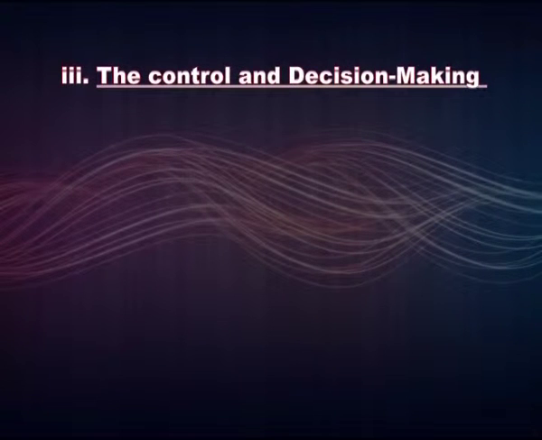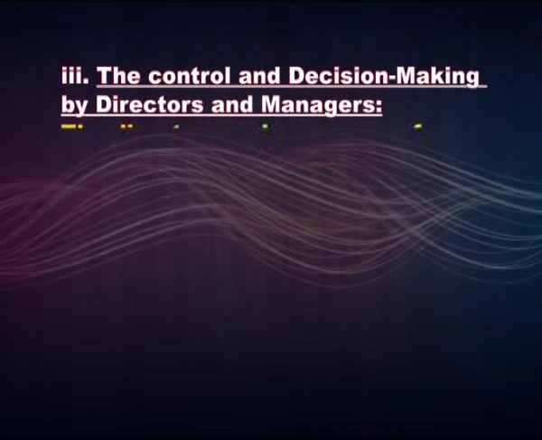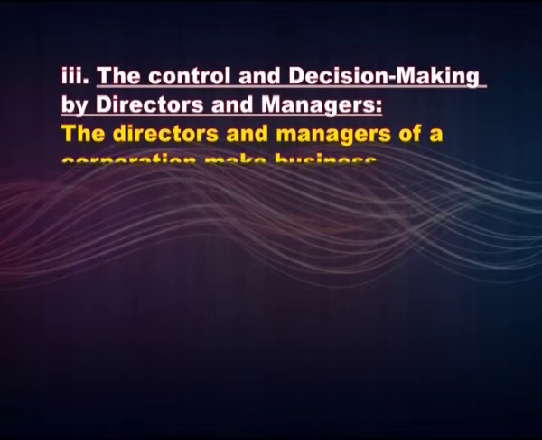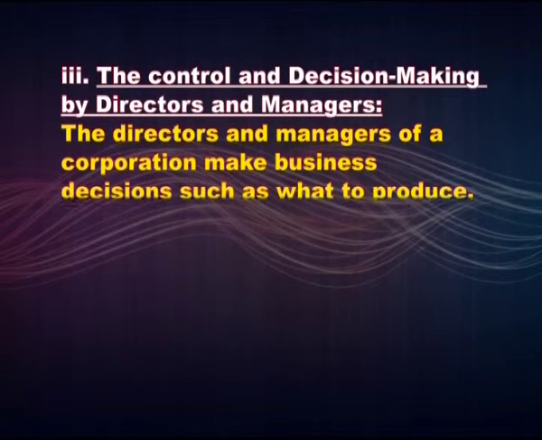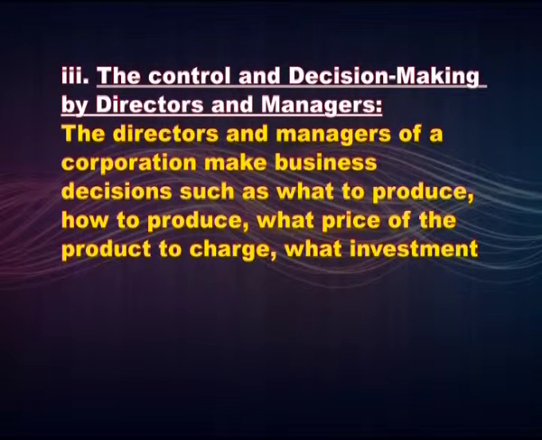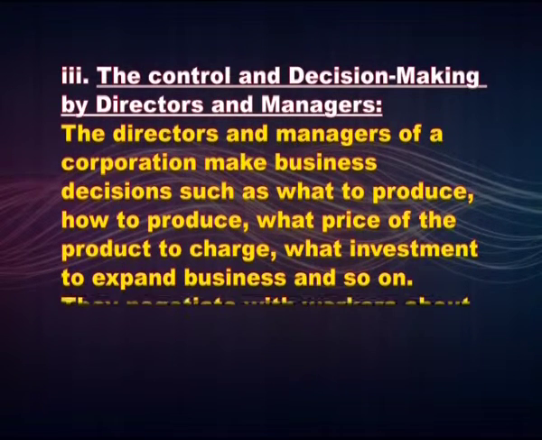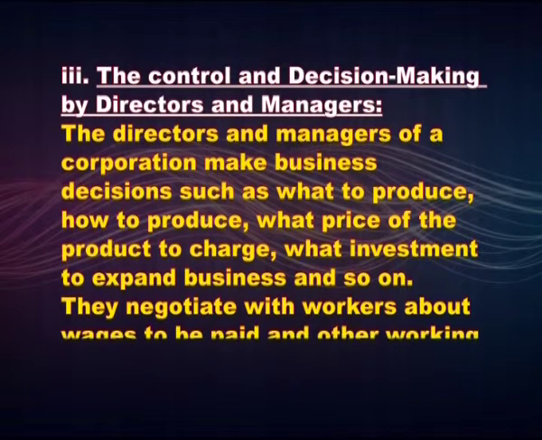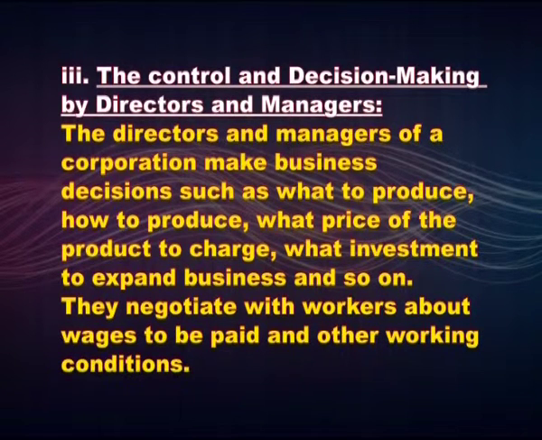Third, the control and decision making by directors and managers. The directors and managers of a corporation make business decisions such as what to produce, how to produce, what price of the product to charge, what investment to make to expand business, and so on. They negotiate with workers about wages to be paid and other working conditions. Besides, directors of the firm have to decide whether to sell the firm to someone who wants to buy it or take it over.